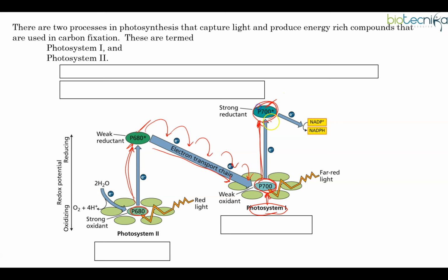But again here also they can't keep the electrons to themselves. They will keep on passing the electrons, and finally the electrons are given to NADP. Thus you get the generation of NADPH. And as I also said, from these processes ATP is generated.